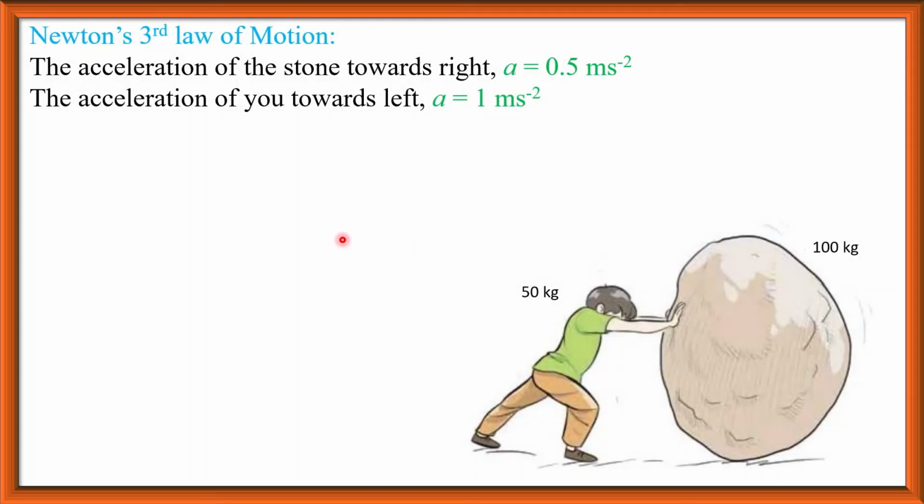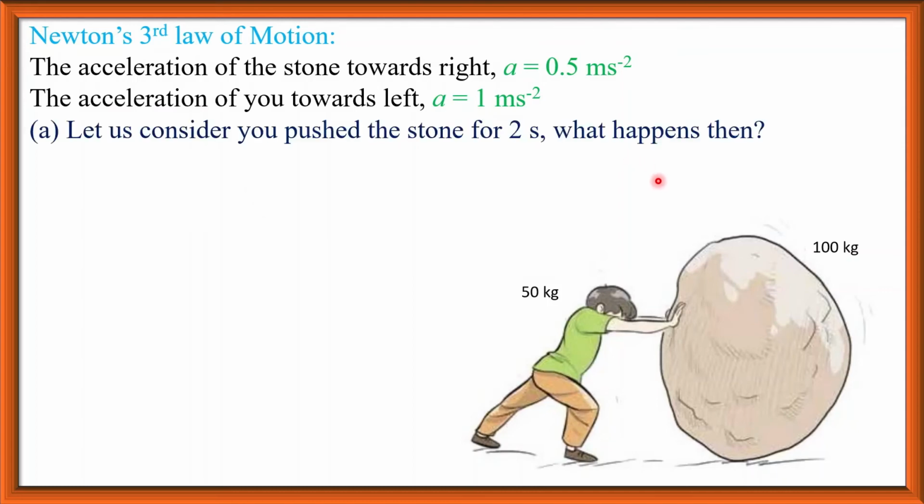The acceleration of the stone towards right, a = 0.5 meter per second square. The acceleration of you towards left, a = 1 meter per second square. Let us consider you pushed the stone for 2 seconds. What happens then? If you apply force on the stone for 2 seconds, then what will happen?